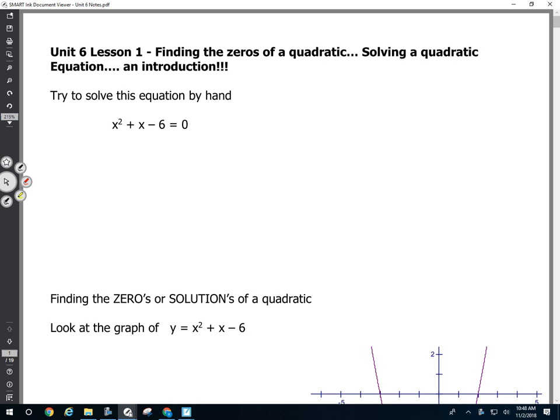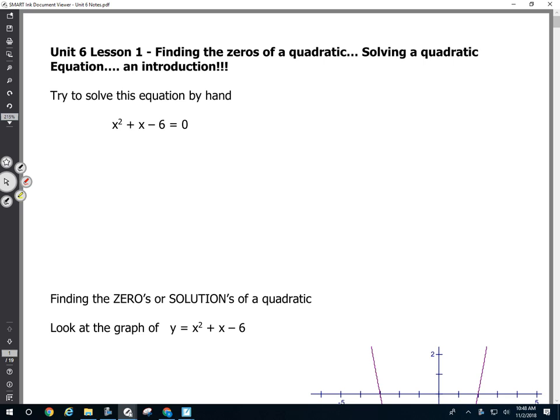Unit 6. We're going to focus on different types of graphs. They're in different units. We looked at lines, linear equations, early on, Unit 2, I think. I don't know. We looked at absolute values, their graphs. Now we're going to look at quadratics.